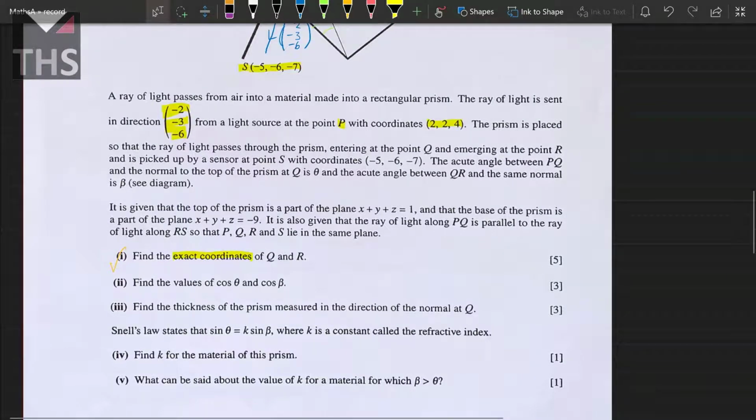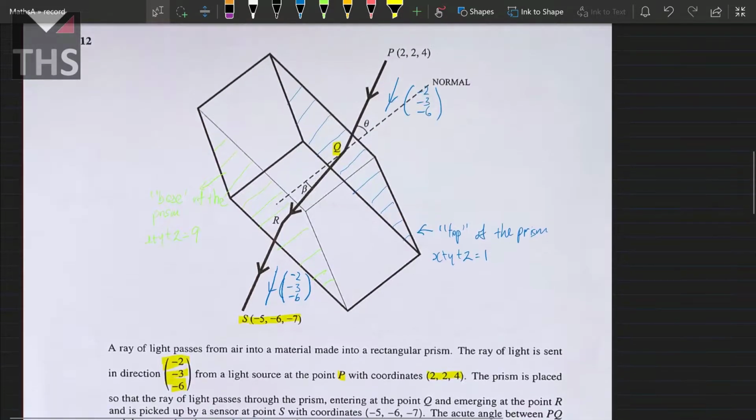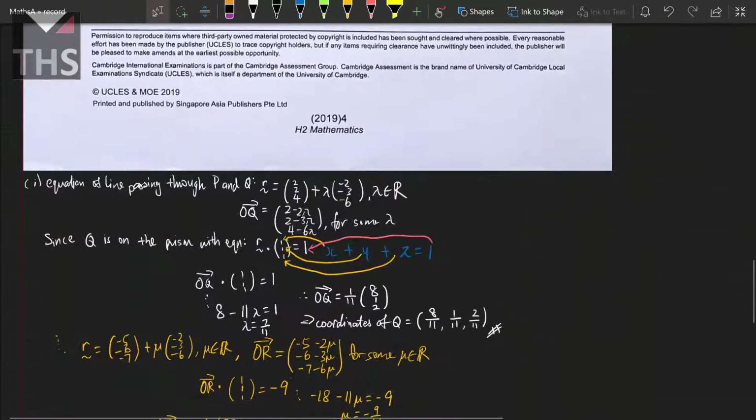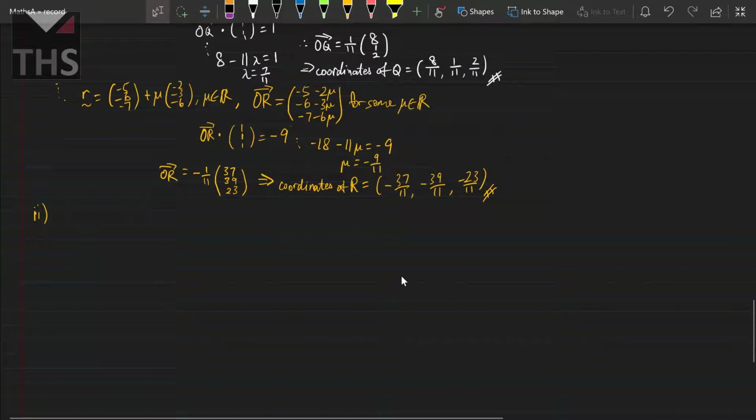Anyway, cosine theta and cosine beta. Just to recap, theta is over here. Now you think about this. This is a direction vector negative 2, negative 3, negative 6, and you know this normal vector is 1, 1, 1. If you want to find the cosine of the acute angle between two vectors, what do you do? Cosine theta just means you simply dot the two vectors together.